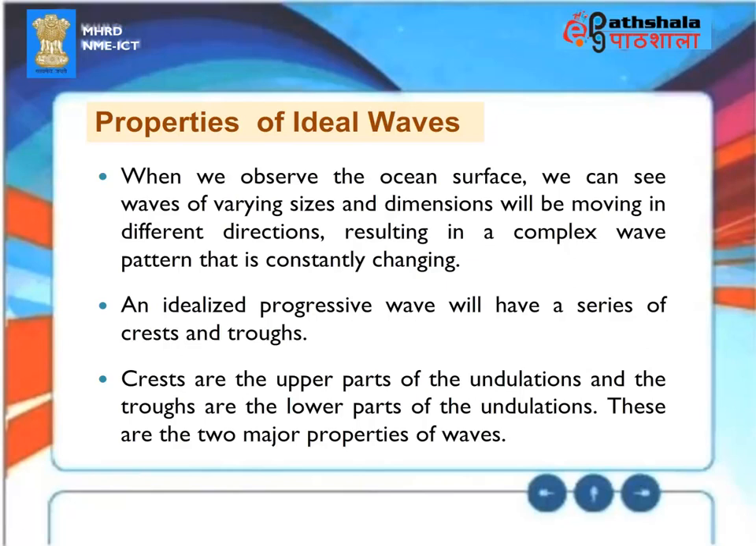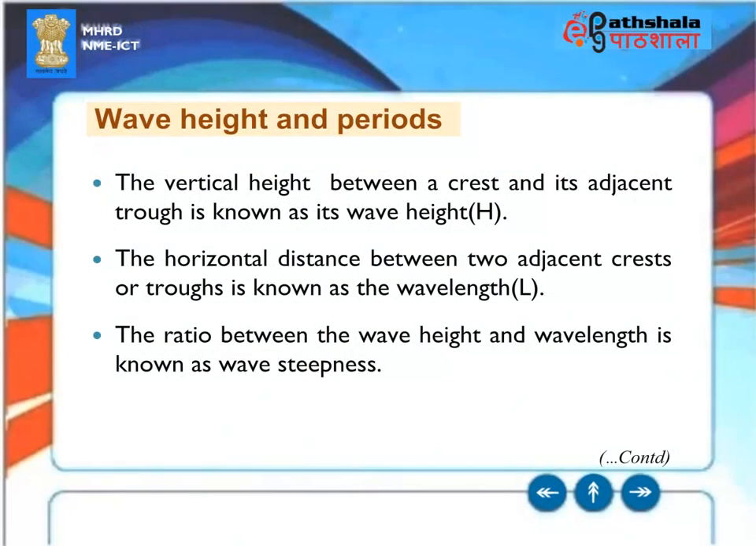An idealized progressive wave will have a series of crests and troughs. Crests are the upper parts of the undulations, and the troughs are the lower parts of the undulations. These are the two major properties of waves. Wave height and periods. The vertical height between a crest and its adjacent trough is known as its wave height, H. The horizontal distance between two adjacent crests or troughs is known as the wavelength, L.